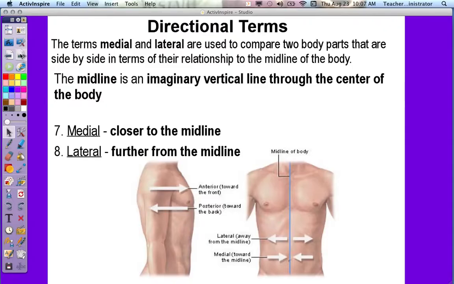The next 2 terms are medial and lateral. If you were to be in anatomical position and you were to draw an imaginary vertical line through your body so that you had a right side and a left side, that's called the midline. So the structures, if they're closer to that midline, they're known as medial structures, like your belly button is a medial structure. Lateral means it's further from the midline. So you could say your hip is a lateral structure because it's as far away from the midline as you can get.